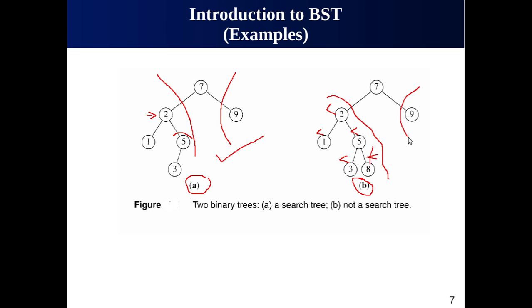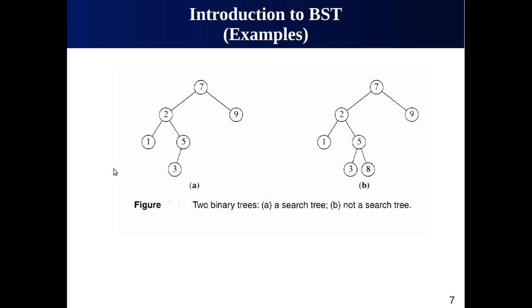Right hand side is okay because 9 is greater than 7. But here it violates the property of the binary search tree. So that is not a search tree and not a binary search tree. In summary, the binary search tree property implies that all the items in the tree can be ordered consistently. And if you remember the in-order traversal of a tree, it will give you the items in sorted form.